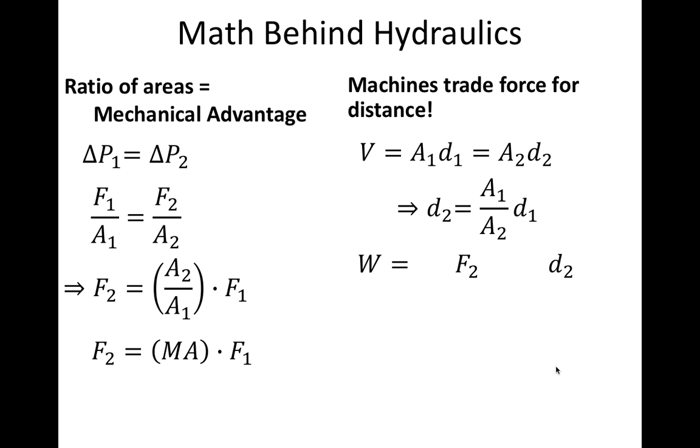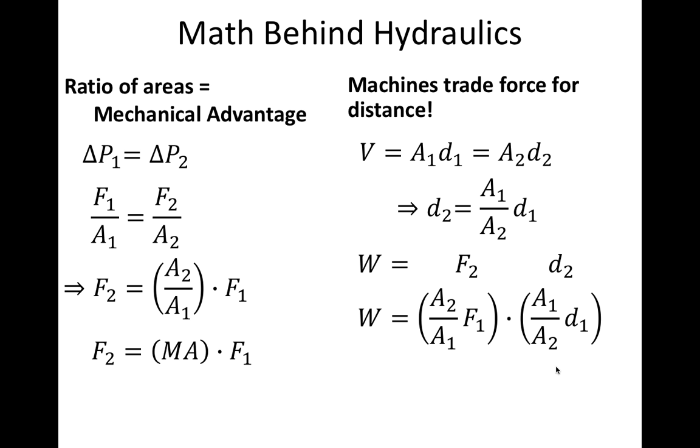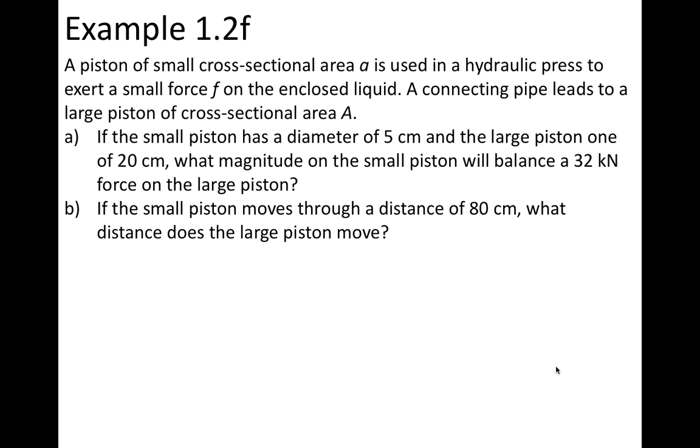We can calculate the work done by piston number 2. You could call this the output work. You should remember that work is force times distance. We can substitute the expression that we got on the left column for F2, and we can substitute the expression that we just got for distance 2, and you should notice that area 1 and area 2 are going to cancel out, giving us force 1 times distance 1. So this equation is saying that the work, force 2 times distance 2, is also force 1 times distance 1. The work in equals the work out. So the energy that we put in is the energy we put out, assuming no loss of energy due to friction.